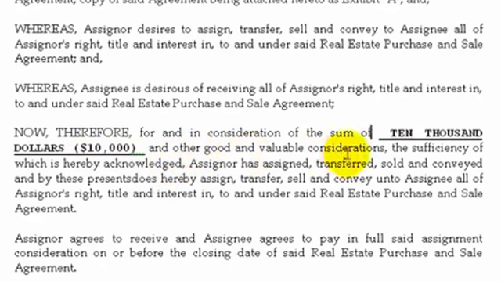And other good and valuable considerations. That's just legal contract mumbo jumbo. The sufficiency of which is hereby acknowledged. Assignor has assigned, transferred, sold and conveyed, and by these presents does hereby assign, transfer, sell, and convey, good grief, unto assignee all of assignor's rights, title, interest to, and under the real estate purchase agreement.